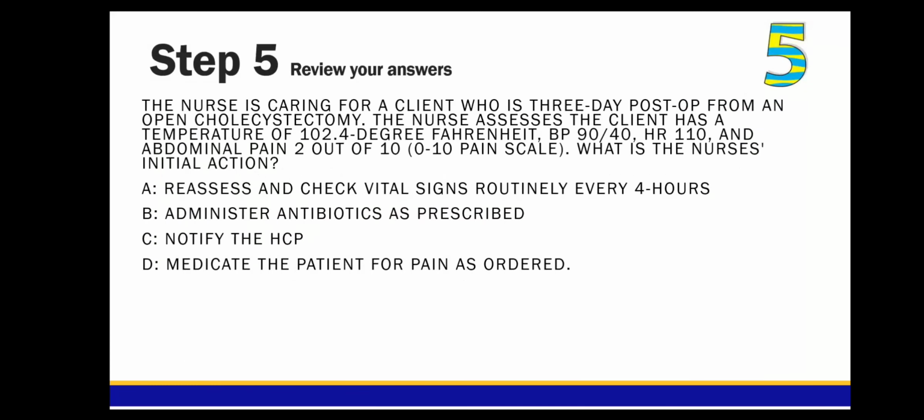So now let's take a look at the answers for this question. Once again, here's the question. The nurse is caring for a client who is 3 days post-op from an open cholecystectomy. The nurse assesses that the client has a temperature of 102.4 degrees Fahrenheit, a blood pressure of 90/40, a heart rate of 110, and abdominal pain 2 out of 10. What is the nurse's initial action? So we know what the question is asking. Now we can look at each answer and say, is it appropriate or not? Remember, this is a priority question.